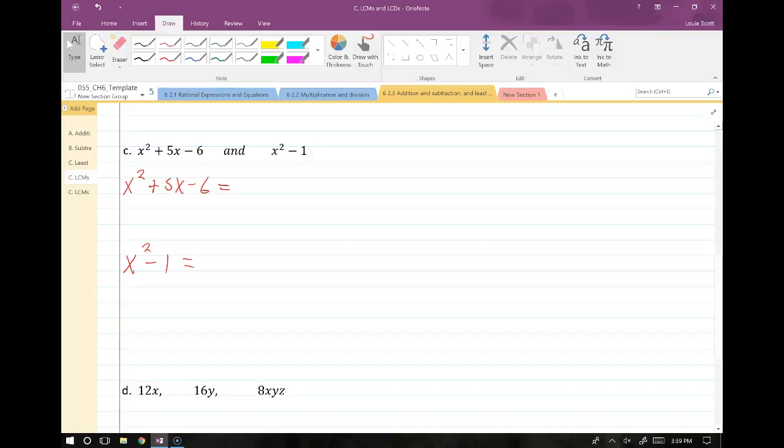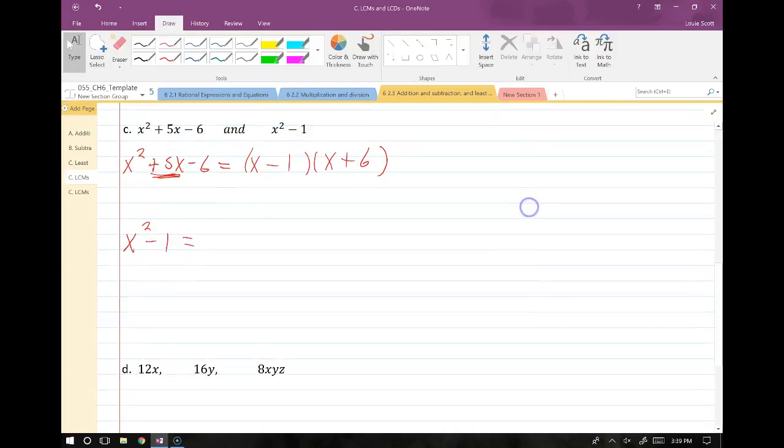Everybody got it? Or anybody got it? Tessa? Negative 1 plus 6. There we go. x minus 1, x plus 6. Good. And the plus has to go on the 6 because the middle term was a positive.